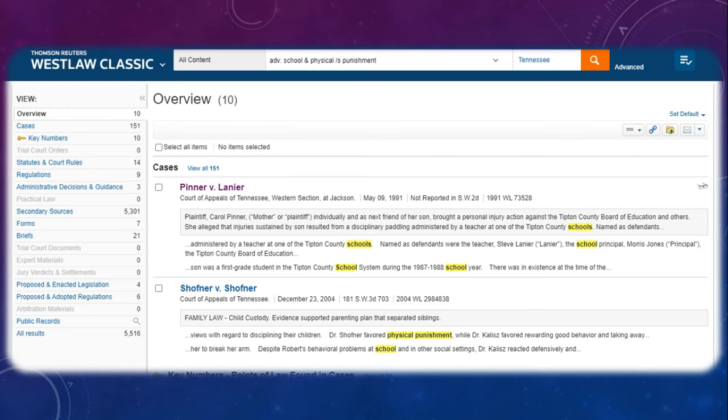And just a brief overview of what this case is. A mother is suing the school because the school physically disciplined her child even though she asked them not to. And this was in the 90s when this was more of a problem.